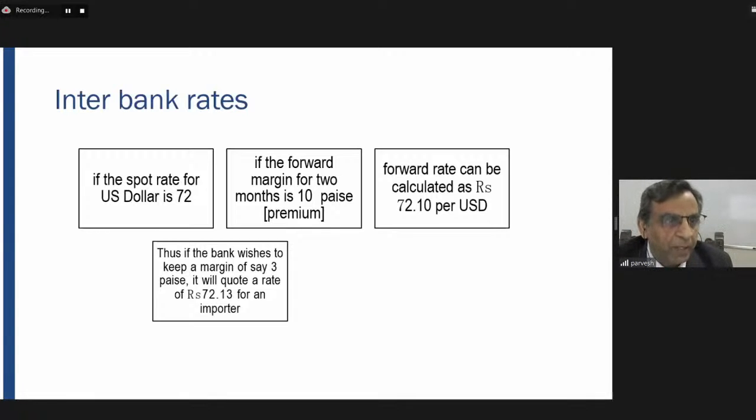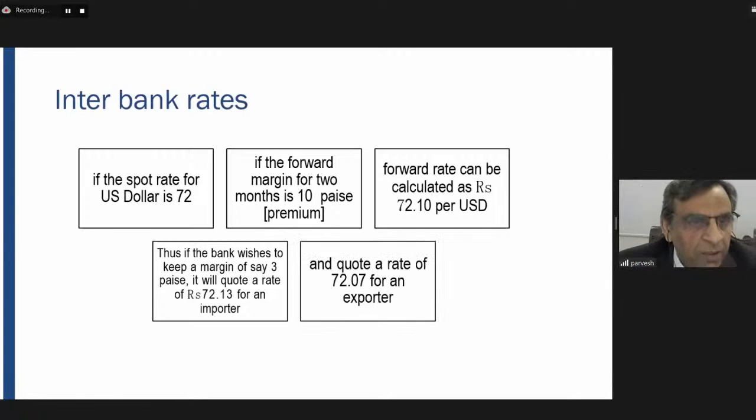So he approaches the bank. Now, the bank says that the interbank rate today is 72.10. So this is the rate at which they are going to buy from the other banks in the interbank market. But if they are going to sell to you, they will sell you at 72.13. Okay. So 72.13 is basically the ask rate. Okay. If you look at the bid and ask rates, so this will become an ask rate. So in the ask rate, we always add the margin to arrive at the merchant rate or the customer rate.